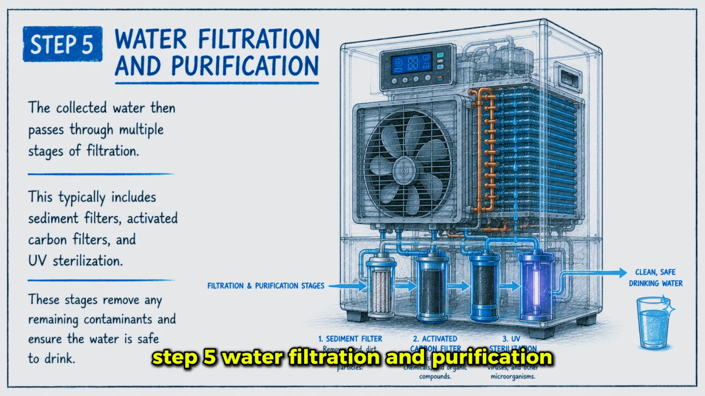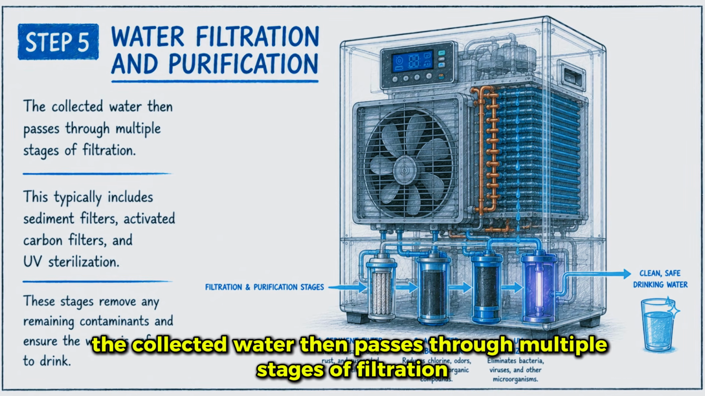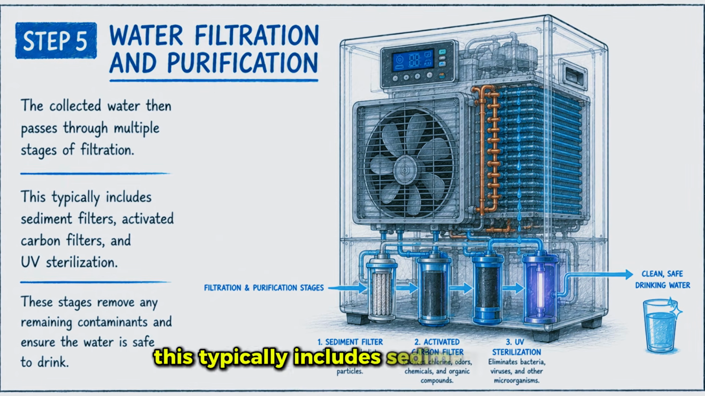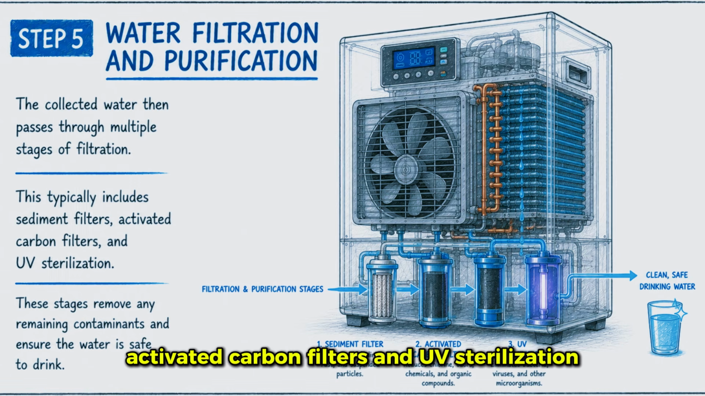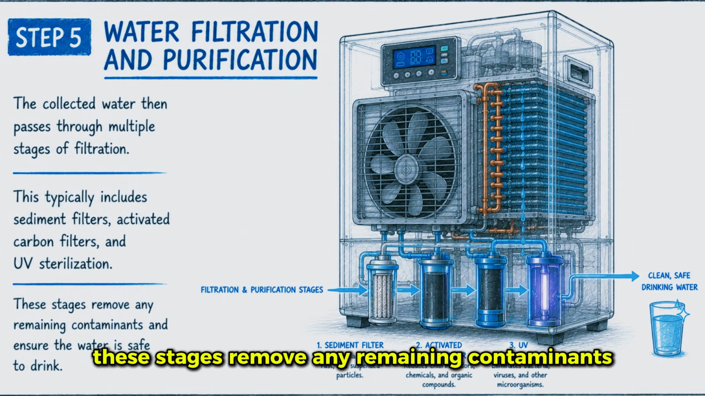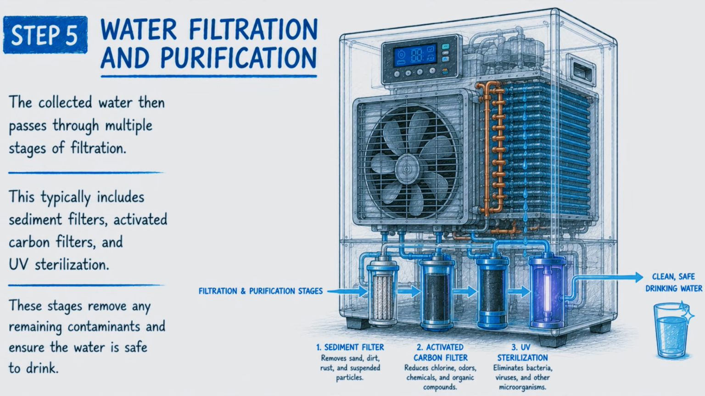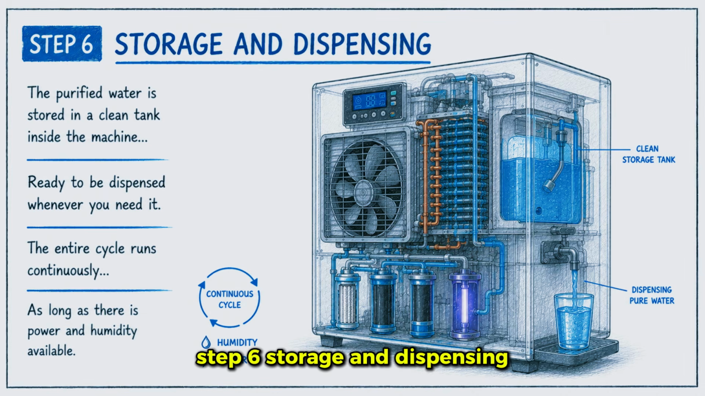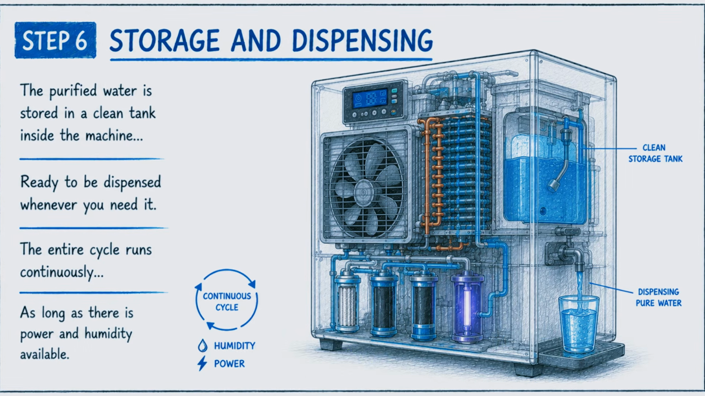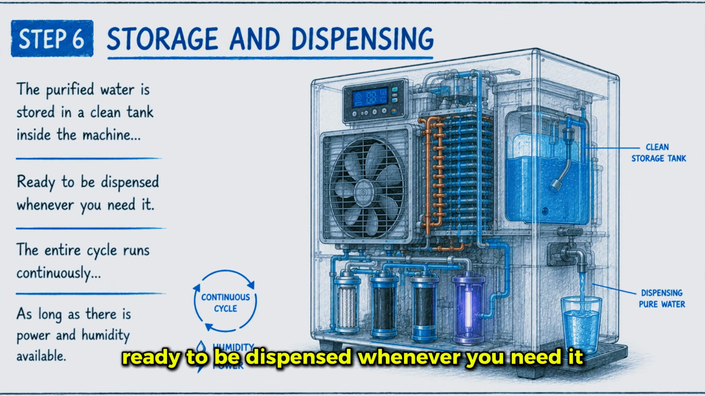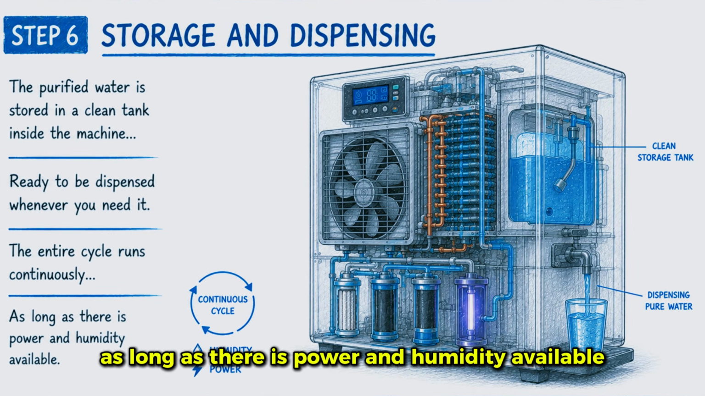Step 5. Water filtration and purification. The collected water then passes through multiple stages of filtration. This typically includes sediment filters, activated carbon filters, and UV sterilization. These stages remove any remaining contaminants and ensure the water is safe to drink. Step 6. Storage and dispensing. The purified water is stored in a clean tank inside the machine, ready to be dispensed whenever you need it. The entire cycle runs continuously, as long as there is power and humidity available.